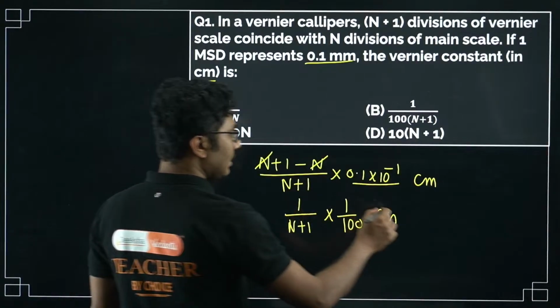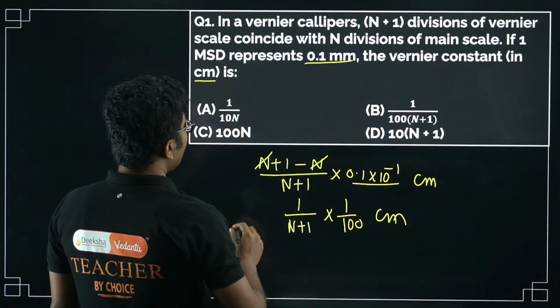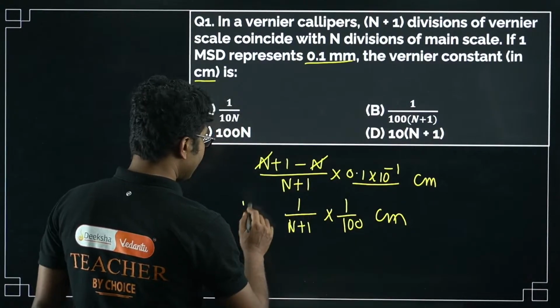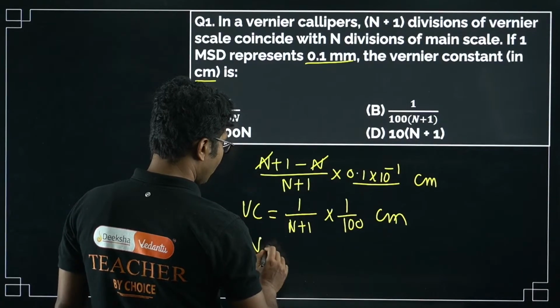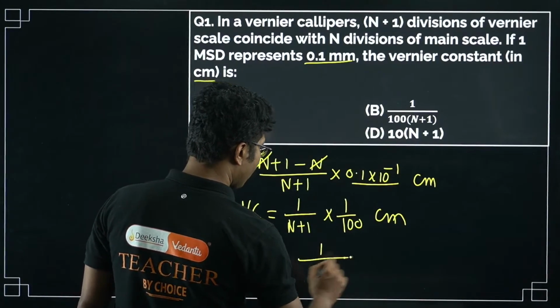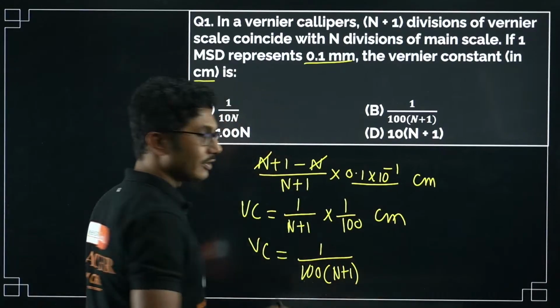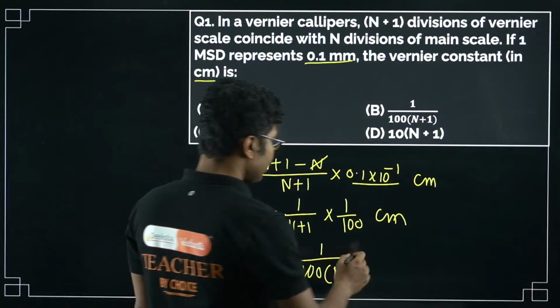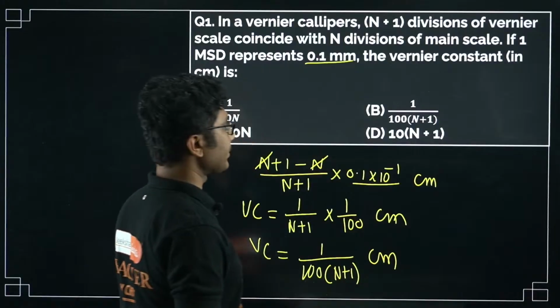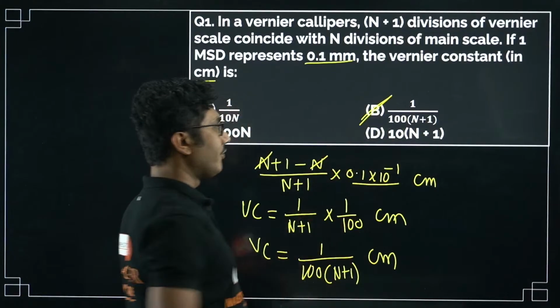So what is the vernier constant? VC is equal to 1 upon 100 into (n+1). Then you have to multiply this with the vernier scale reading, right? So this is the answer for this question. This is a practical based question, a vernier caliper based question.